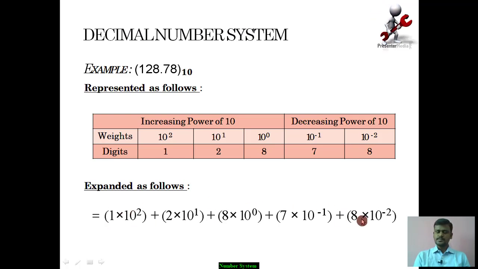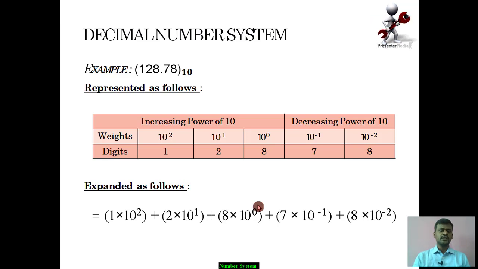So this is an equation, so you can solve very easily. To write this equation we need to know how we can assign the weights of each digit and how we can expand the equation. So this is how any decimal number system can be represented in a table form as well as in equation form. Using these two forms we can solve any given decimal numbers. So this is the representation of the decimal numbers.